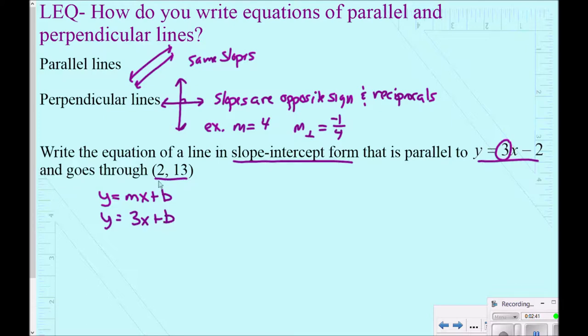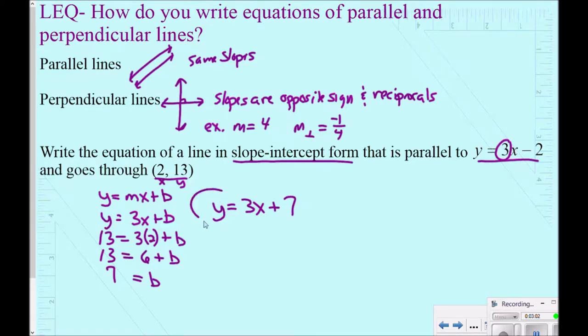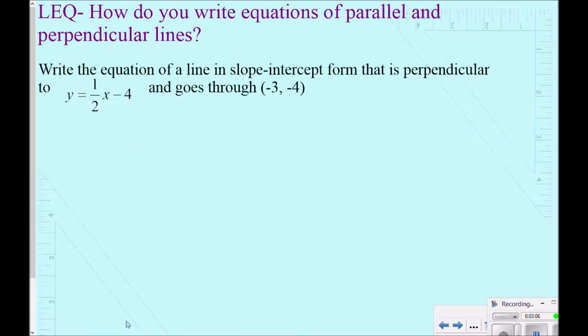And then I know the point is x, y, so I'll substitute 13 in for y and 2 in for x, and I'll solve for b. So I'm getting that b is equal to 7. So our equation is y equals 3x plus 7. Next example, make sure that gets in your notes.